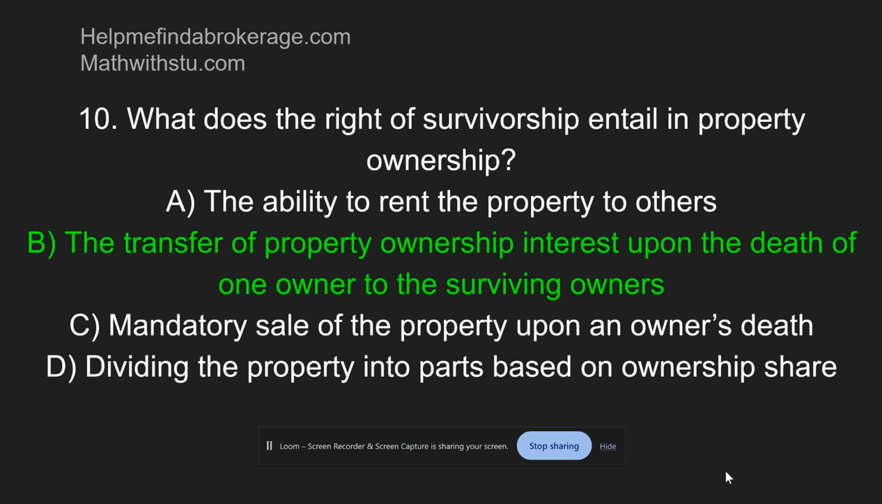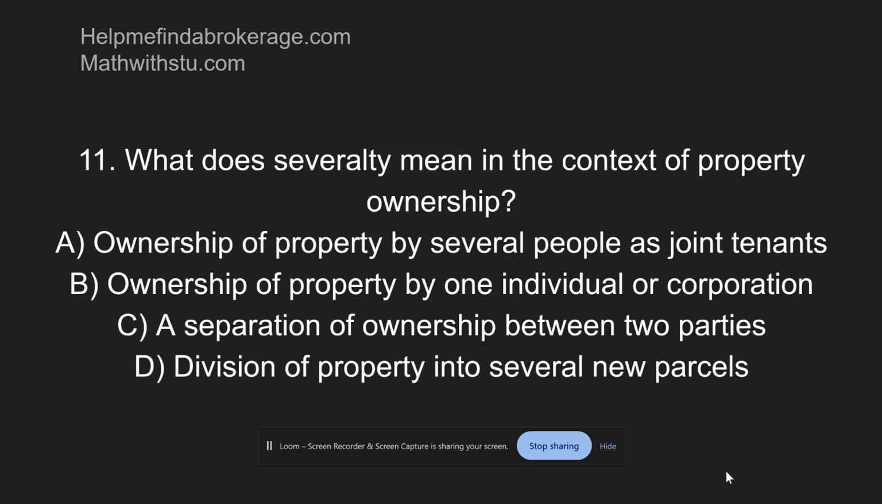Okay, but it could be 3 people, it could be 4 people, it could be 7 people that own it as joint tenants. And when one of them dies, their ownership just dissolves into the remaining owner or owners. So that's basically what it would be. It's going to be the transfer of property ownership interest upon the death of one owner to the surviving owners. Let's look at the next one.